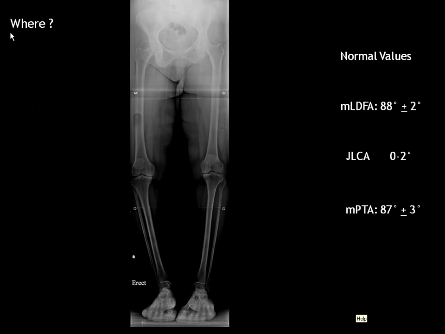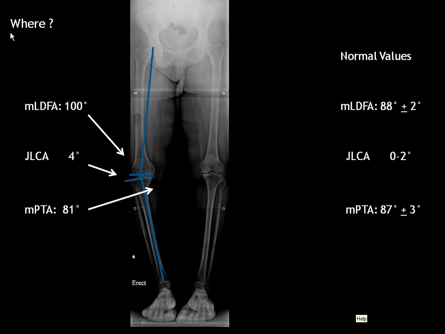But let's look at this patient. So this is the mechanical axis of the femur, mechanical axis of the tibia. If we measure the mechanical lateral distal femoral angle, it's 100 degrees, and that's off by over 10 degrees. The joint line convergence is open, which means there's even soft tissue laxity. And also the medial proximal tibial angle is in varus. So we have a femoral deformity, a soft tissue laxity, and a tibial deformity. You have 3 deformities you have to correct.